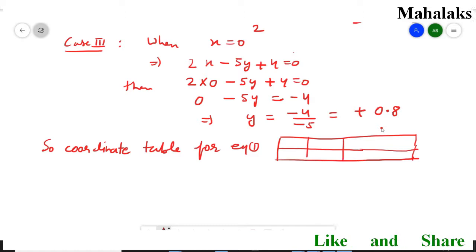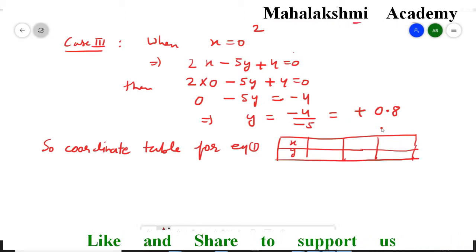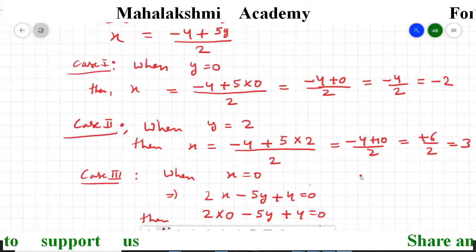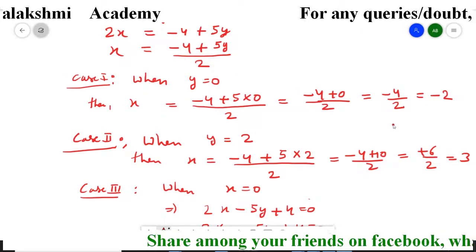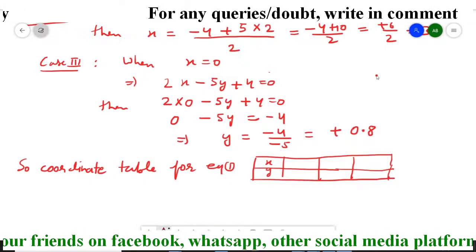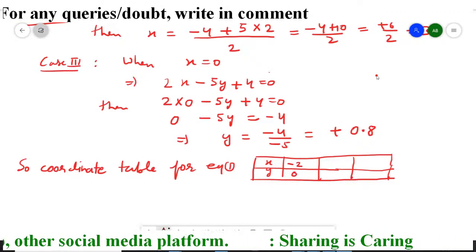So three cases we calculated, all three entries we do here, x comma y. So case first, we'll see what case first is. In case first, x is minus 2 and y is 0. So carefully we will replace it. X is minus 2 and y is 0.